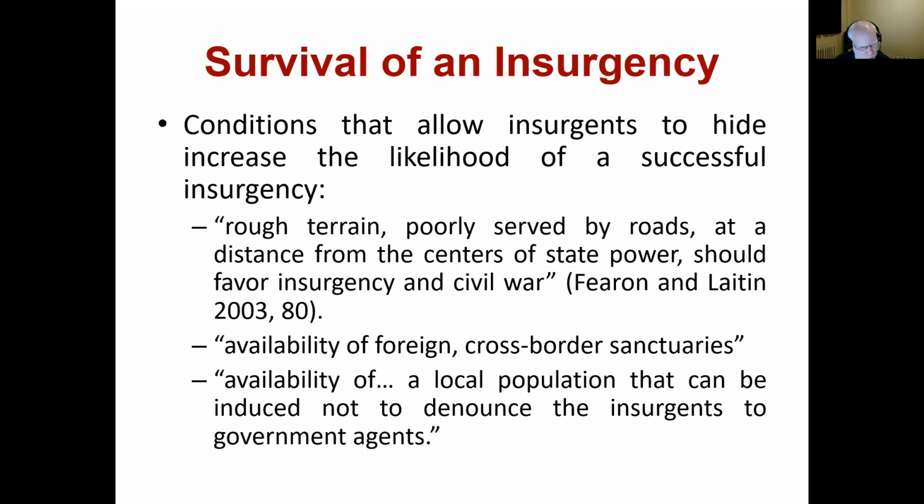Another condition is the availability of foreign cross-border sanctuaries. If you're able to carry out a hit on government forces and then retreat across the state boundary into another country, the military likely won't be able to follow you across state boundaries, or else they risk starting an interstate war against the other country. Sometimes civil wars can lead to interstate wars, but oftentimes the government forces won't be able to follow. And another condition is the availability of a local population that can be induced not to denounce the insurgents to government agents. So if you've got a friendly local population who will help hide you.